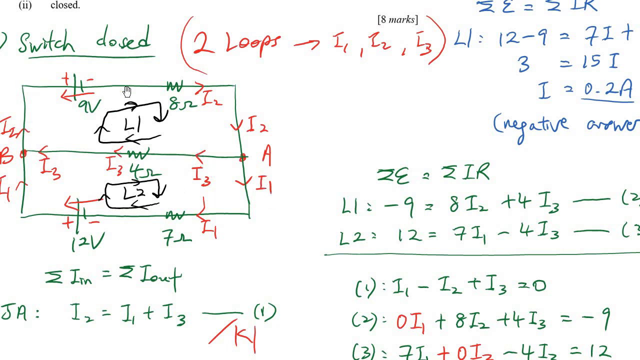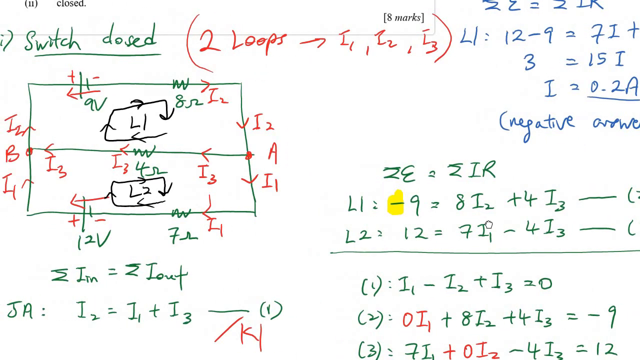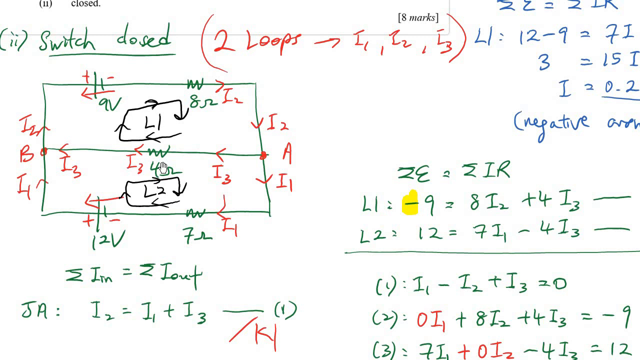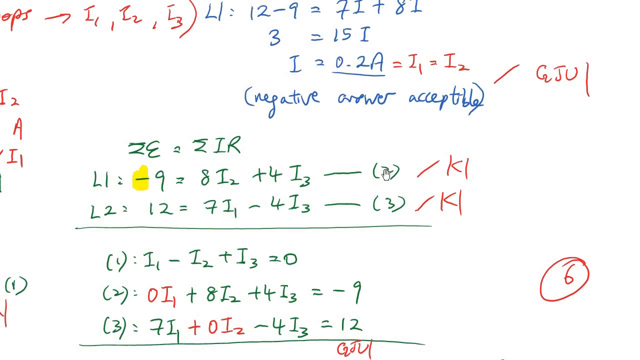In loop 1, we only have one battery, but this battery is opposite direction to the loop, so negative 9. This EMF is opposite to the loop, so negative 9. Then for resistors we have 8 ohm and 4 ohm. The current through the 8 ohm is I2, same direction as the loop, so positive 8I2. The current through the 4 ohm is I3, same direction as the loop, so positive 4I3. So we got our second equation.